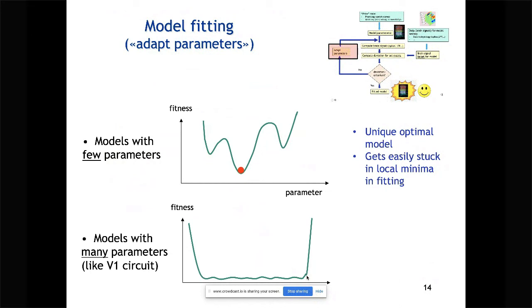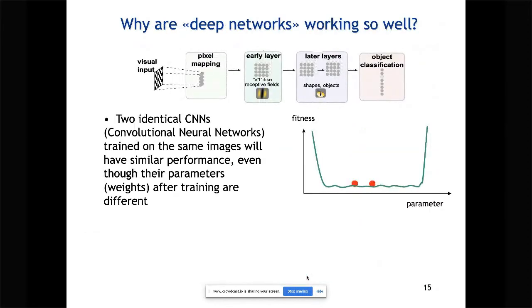Then the fitness landscape is much flatter at the bottom. Typically, when you start here or there, you always find a way down. But you also end up not with a unique optimal model. It's not one parameter set that is clearly better than the others. The good thing is that you don't easily get stuck in local minima. This has been speculated to be why deep networks work so well. If you have two identical convolutional neural networks trained on the same images, they will have similar performance, even though the parameters, the weights, after training are different.